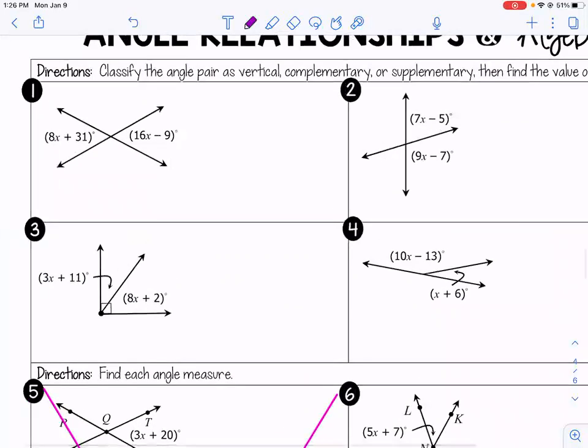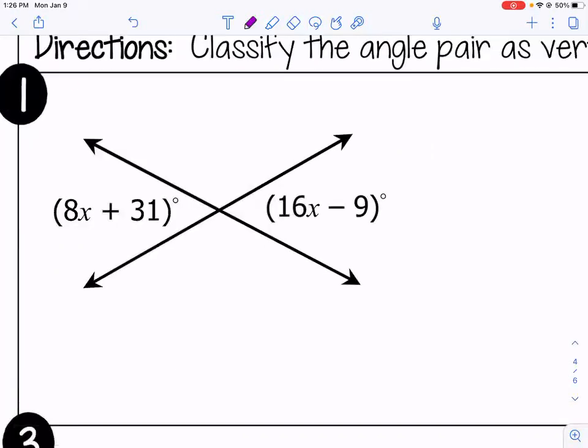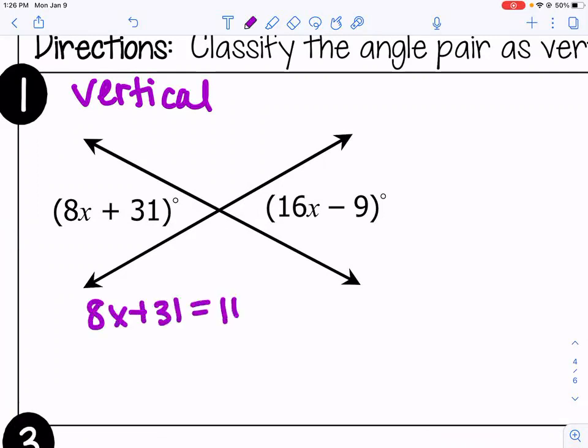So let's talk about number 1 on page 11. What's true about these two angles? These are vertical angles, and vertical angles have the same measure. So 8x plus 31 equals 16x minus 9. We have an algebra problem. It's algebra, finally.